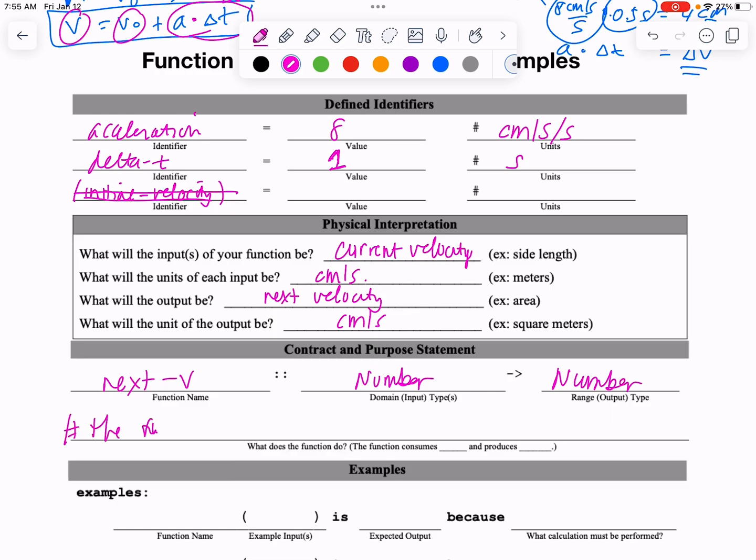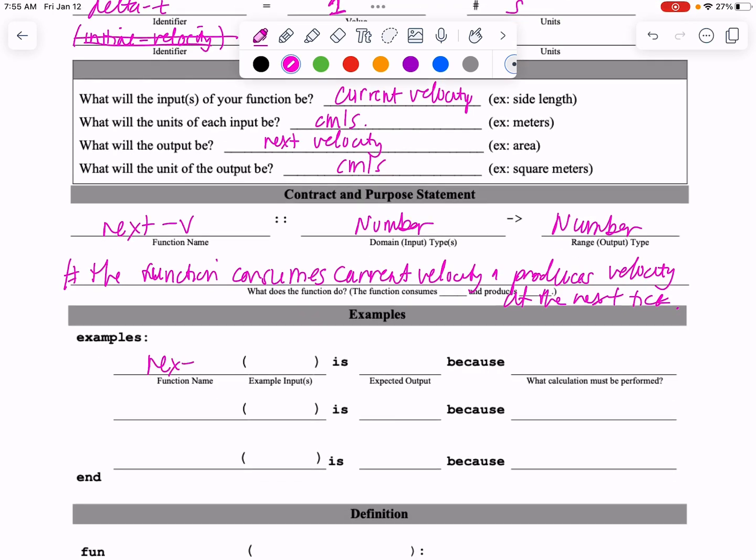The function consumes current velocity, and produces the next velocity, or I like to say the velocity at the next tick, because this object is now getting faster and faster and faster.